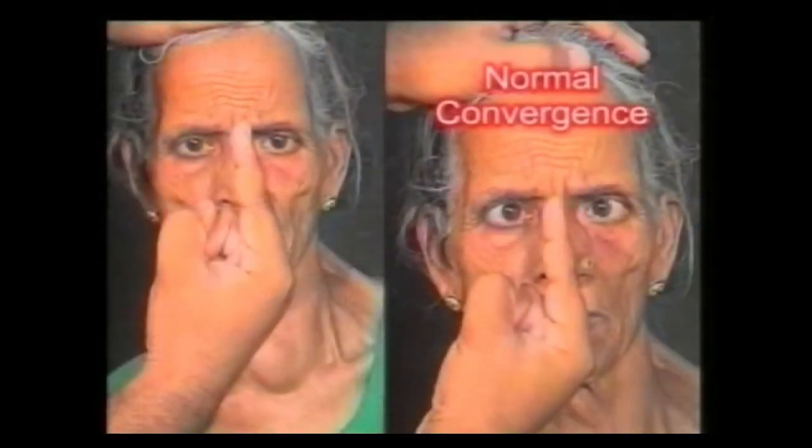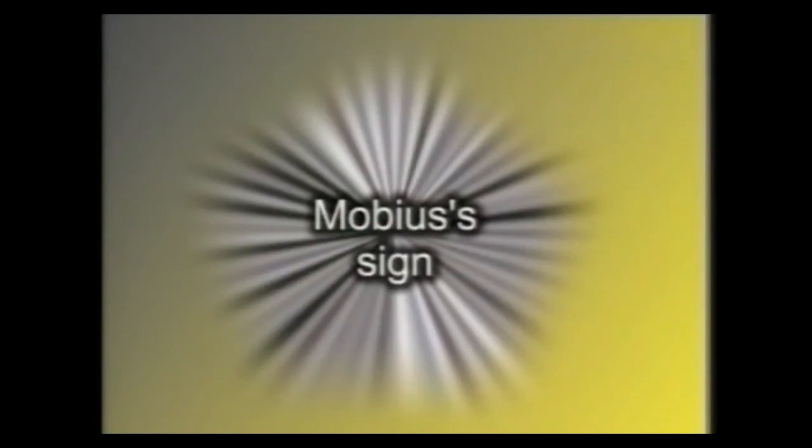Now test convergence by holding your finger at a distance of 1 meter from the eyes and asking the patient to stare at it. Now bring it slowly towards the midpoint between the eyebrows. The patient cannot converge the eyes in exophthalmos. This is a positive Mobius sign. Convergence is slow, jerky, and incomplete.